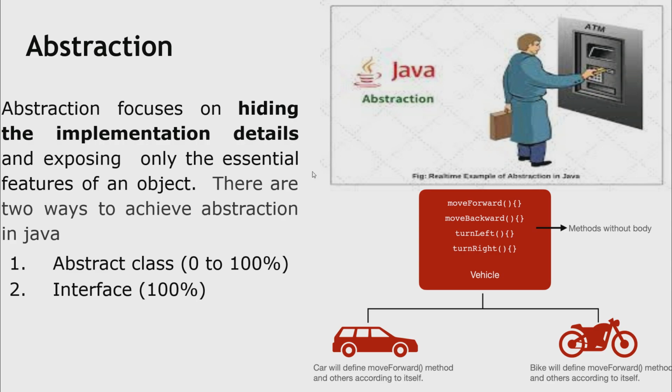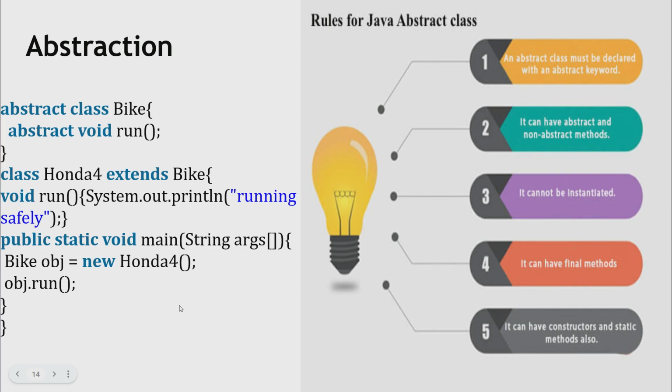So he could only use the essential features of this object. Here the object is the ATM machine. He could only use the essential features of the object. He could not see the implementation details of the ATM machine, how it is working. That is not at all required for the user. There are two ways to achieve abstraction in Java. Through abstract class and through interfaces we can achieve abstraction.